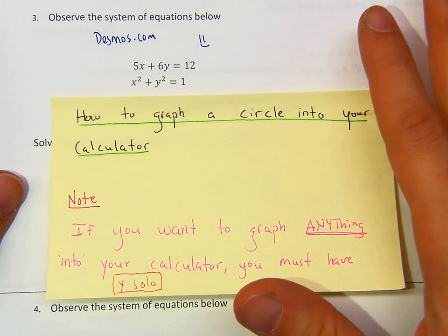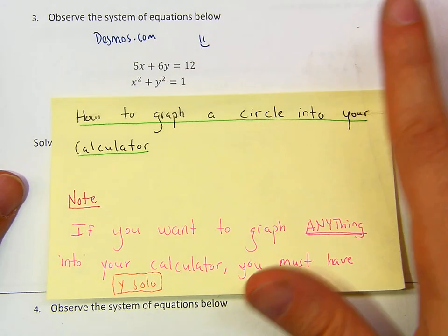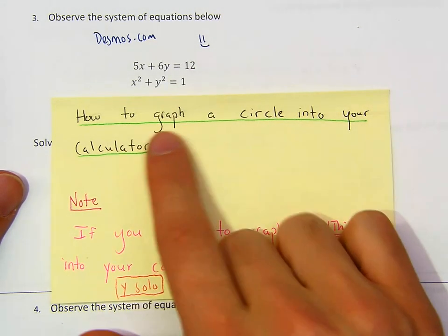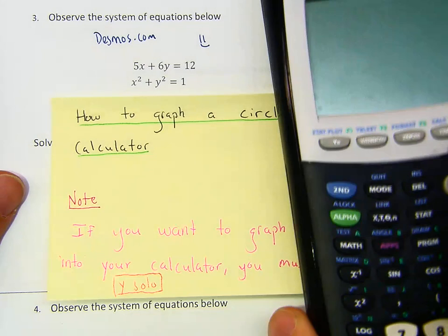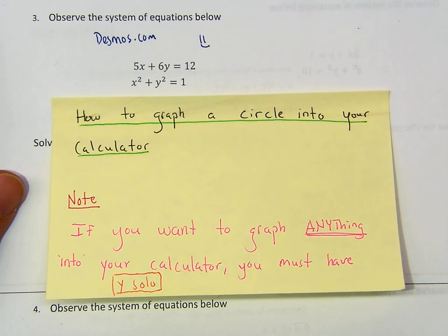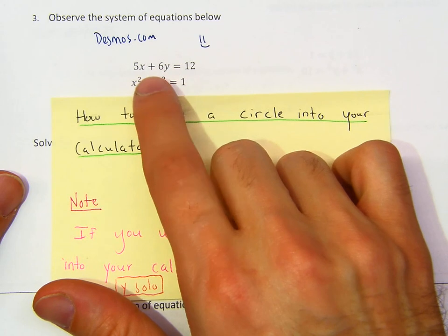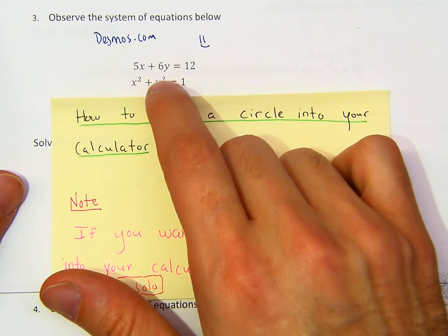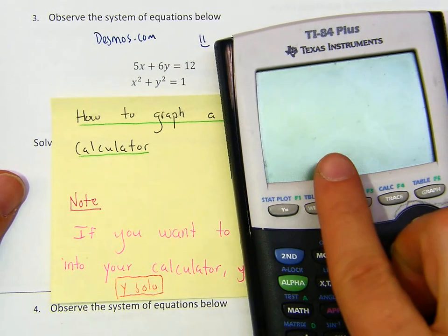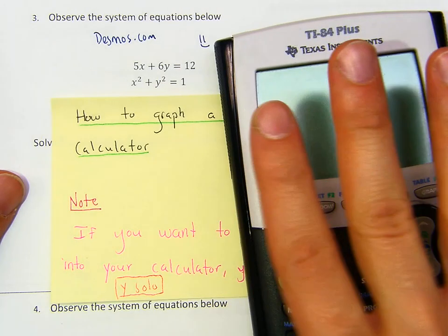The idea for this video is that it's going to be really short, less than 5 minutes. The idea is how do you graph a circle into your calculator? If you were to go to Desmos.com and plug this in, it's one thing, but how do you actually plug in these functions into your calculator so you can see what's going on? It's a very, very helpful tool.